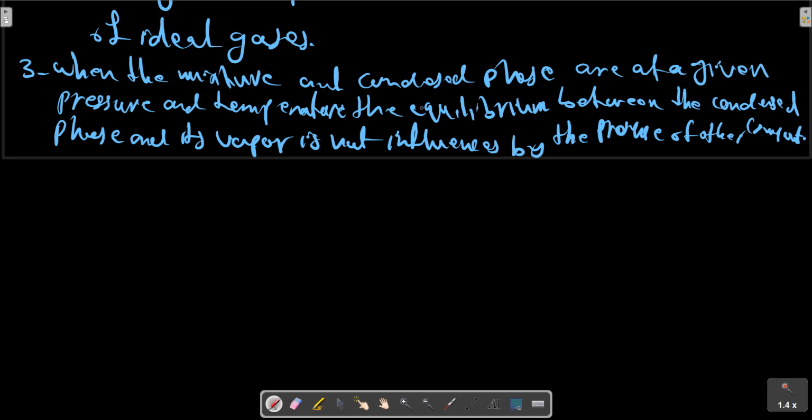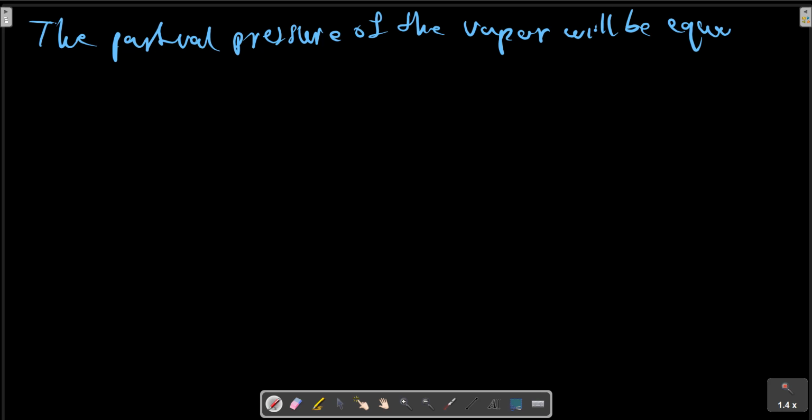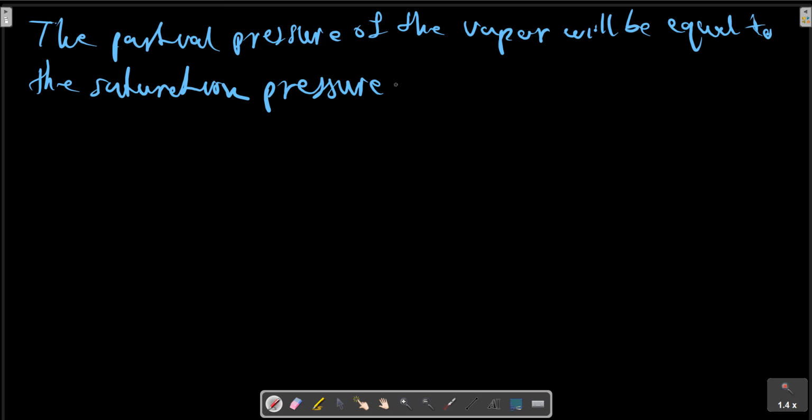This means that when equilibrium is achieved, the partial pressure of the vapor will be equal to the saturation pressure corresponding to the temperature of the mixture.